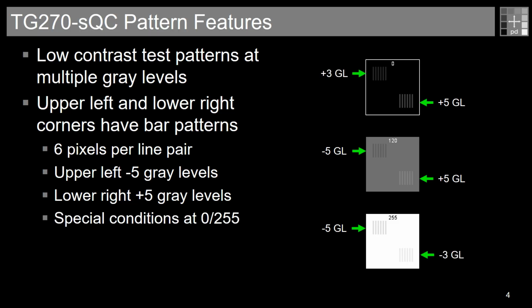You'll note that at the extremes, at 0 and 255, the gray level cannot be lower than 0 or greater than 255. In those cases, a +3 and -3 gray level patch are shown in the upper left and lower right-hand corners as displayed here.